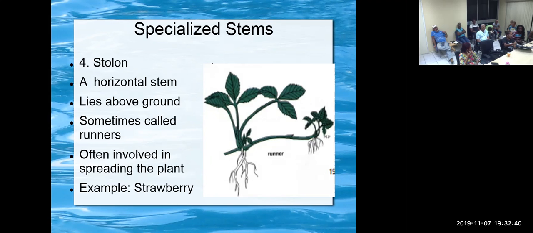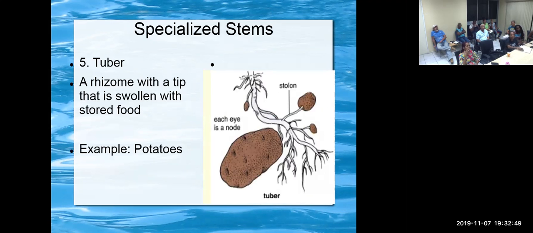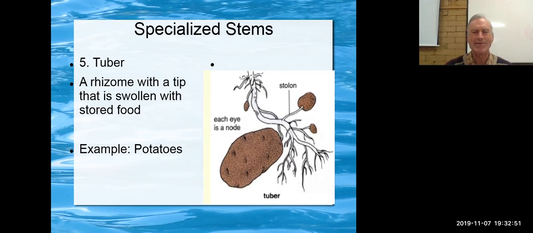All right, other questions on stolons? No? All right, moving on. Steve. Okay. The last specialized stem is a tuber. That's a horizontal underground stem that has a swollen tip where food is stored. An example of that is a potato. So a potato is actually not a root. It's a swollen underground stem.